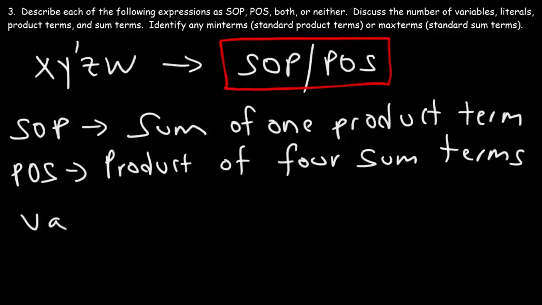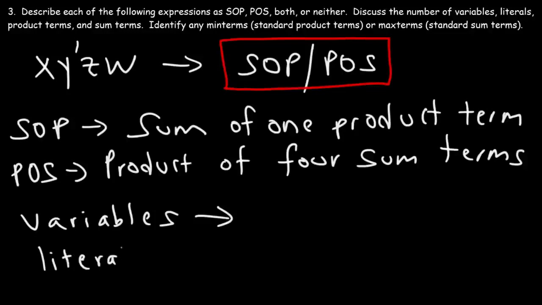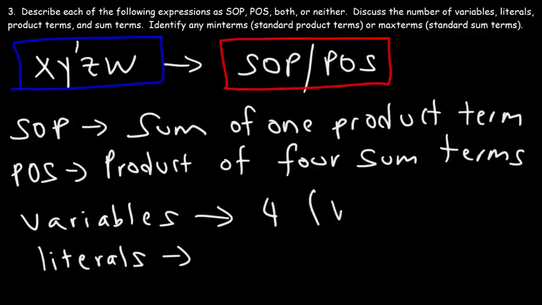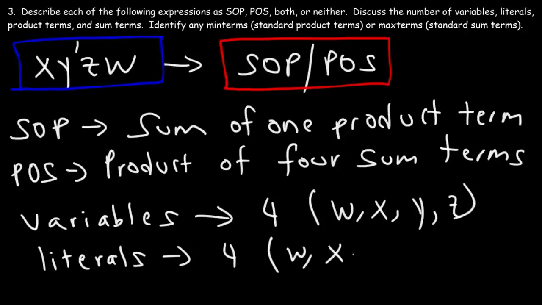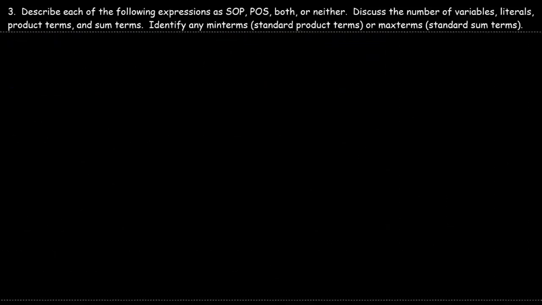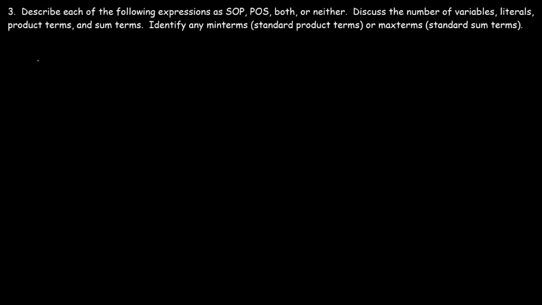Now, how many variables do we have? And how many literals? So for this expression, we have a total of 4 variables, w, x, y, and z. We also have 4 literals, w, x, y prime, and z. So that's all we could say about this expression. Let's move on to our next example.